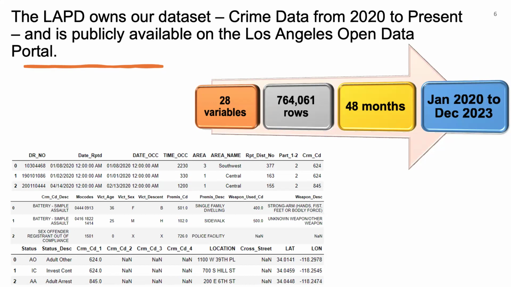It's updated weekly, but for the purpose of uniformity, we shall be dealing with exactly 4 years worth of data, which is from January 2020 till December 2023. It contains 764,061 records and 28 features, which contains crime records in LA over 48 months. We can see a snapshot of the first 3 rows of the data set on our screen. Our next slide, please.